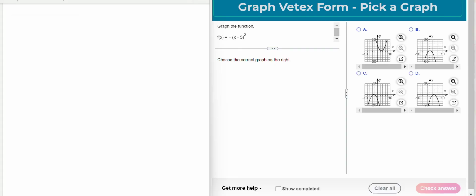Graph the function. Then it asks us to choose the correct graph on the right. These are actually really easy once we review the vertex form. So first, I'm going to write out our equation. F of x equals negative (x minus 3) squared.